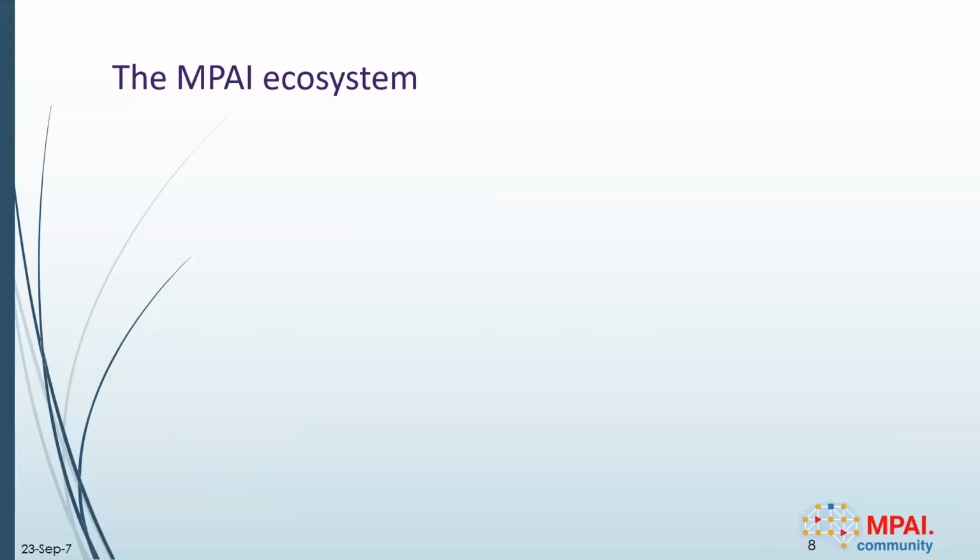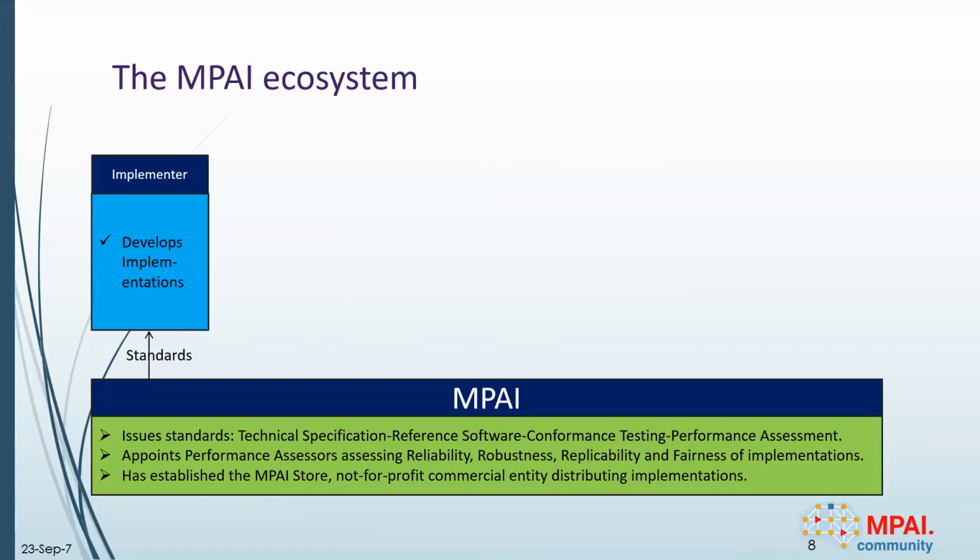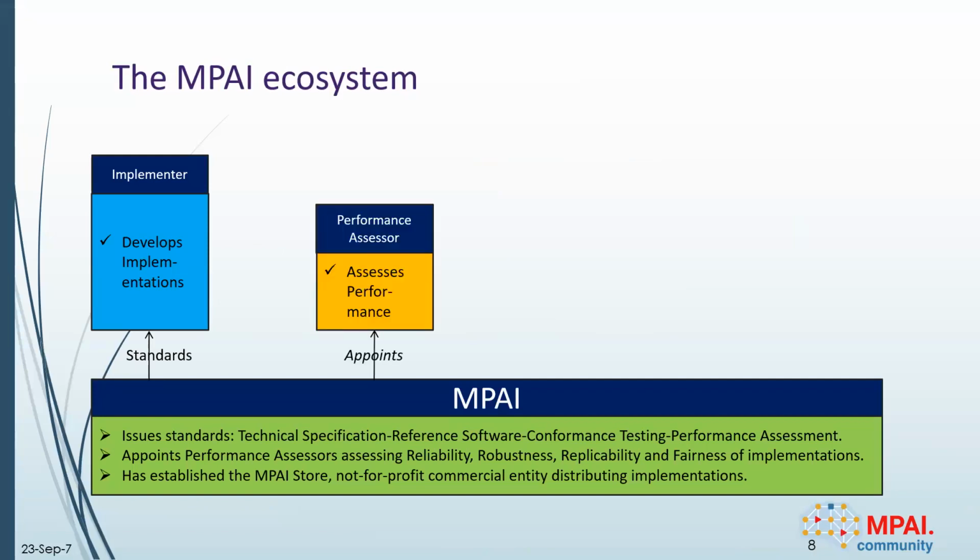I said MPAI Ecosystem. Let's see what it is. So this is MPAI producing standards. A standard is taken up by an implementer. Then MPAI appoints performance assessors. Performance assessors have the task of assessing how good an implementation is, how good is the performance of that implementation. So the implementer submits an implementation to the performance assessor, assuming that the answer is positive.